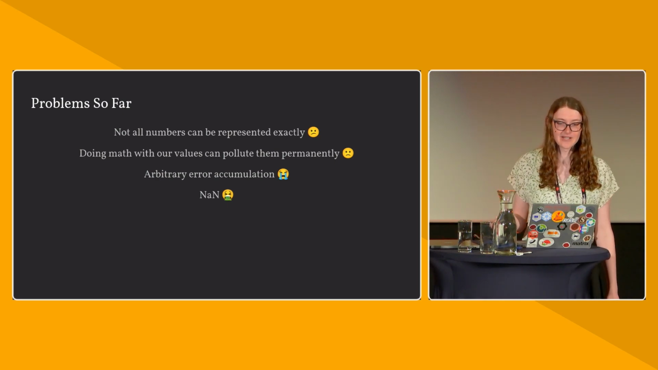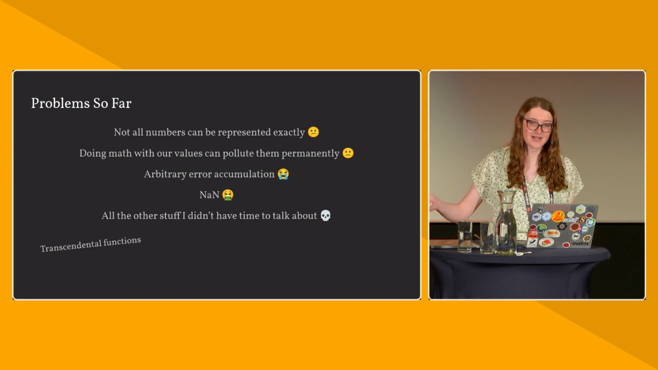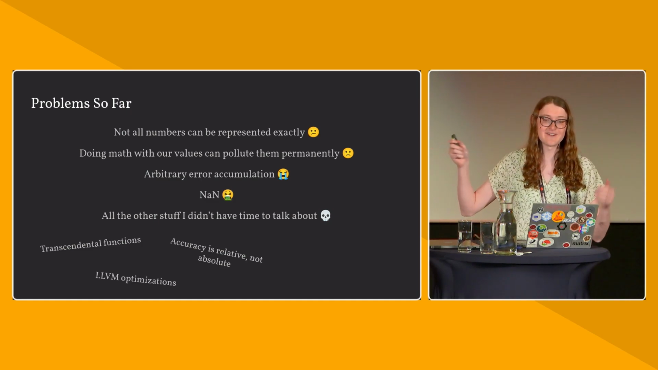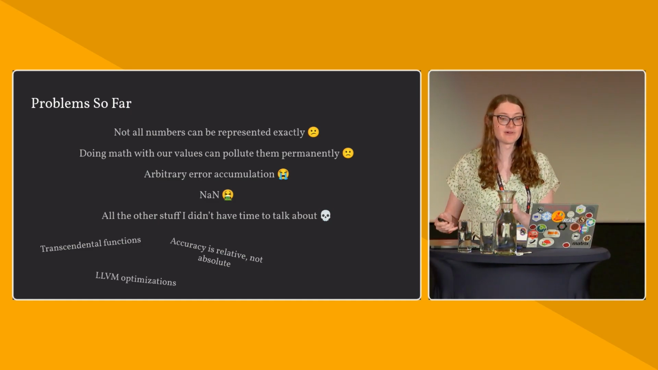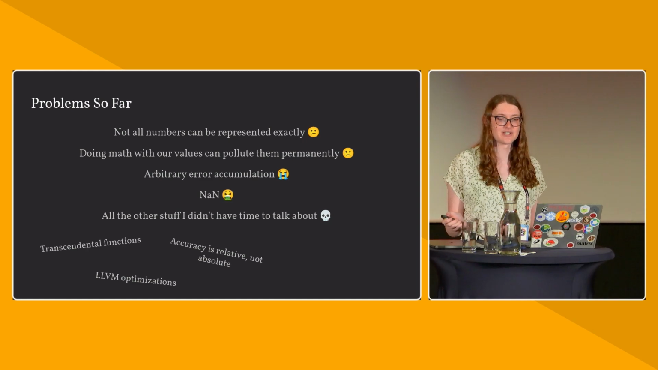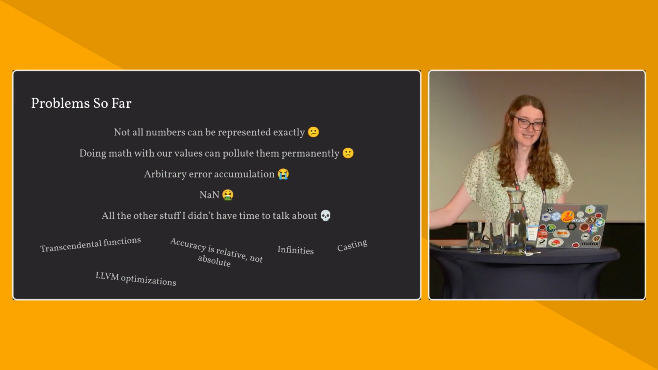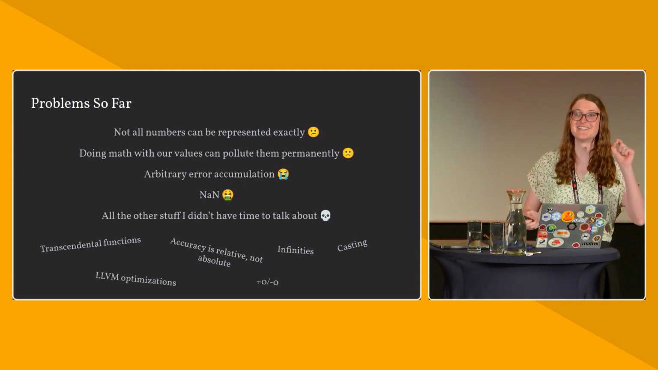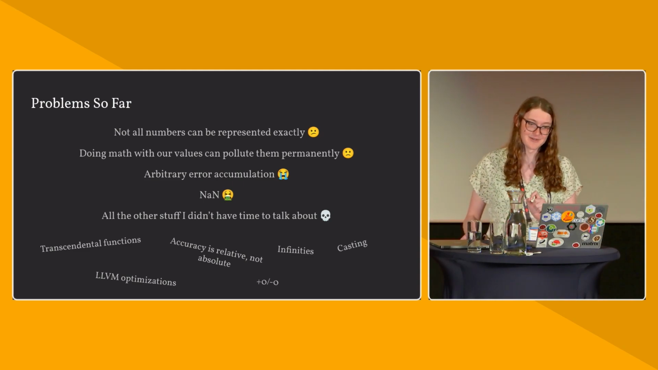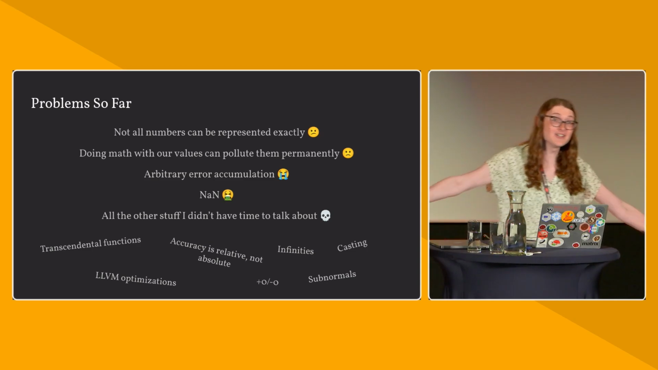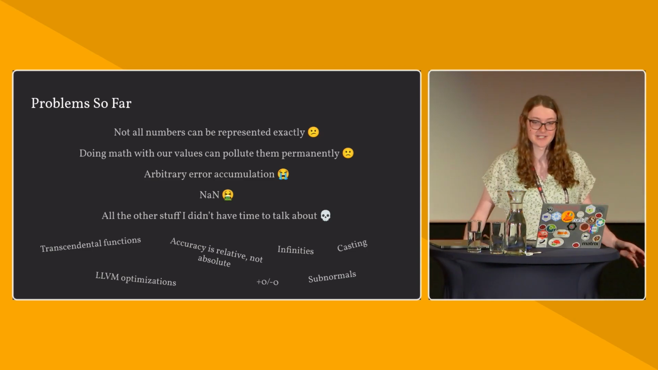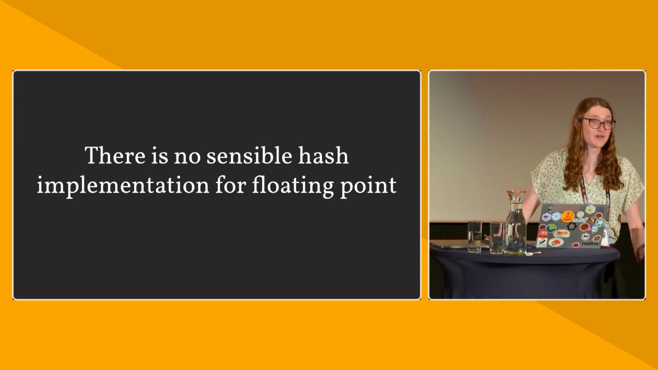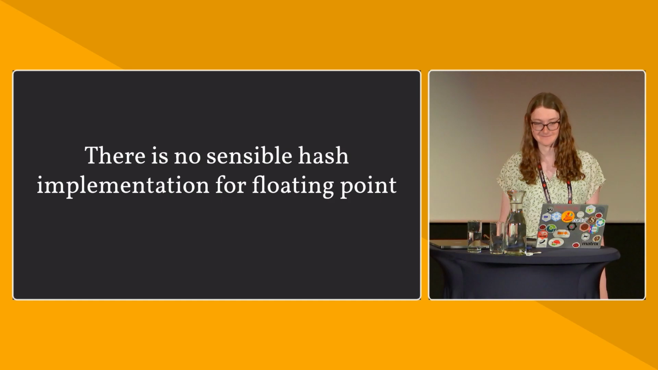And that's not even including all of the other stuff that I cut for time. Things like transcendental functions, the fact that absolute accuracy goes down as you get further away from 0, the fact that LLVM can optimize out certain operations, further obfuscating which operations are occurring to your numbers, value casting, the special case infinity values, the fact that floating point has both positive and negative 0, and these are definitionally equal to each other despite having different bit strings, subnormal values. All of these things cause problems for hashing. There is no sensible hash implementation for floating point. You cannot do it.